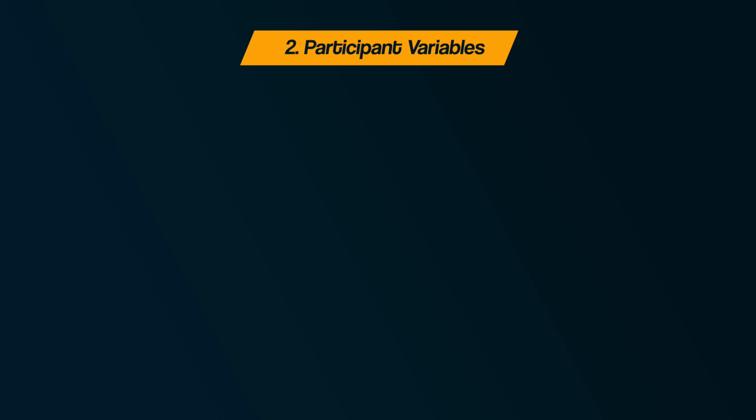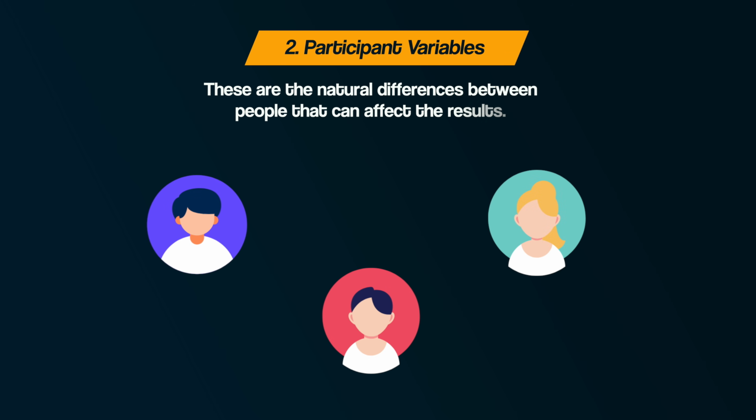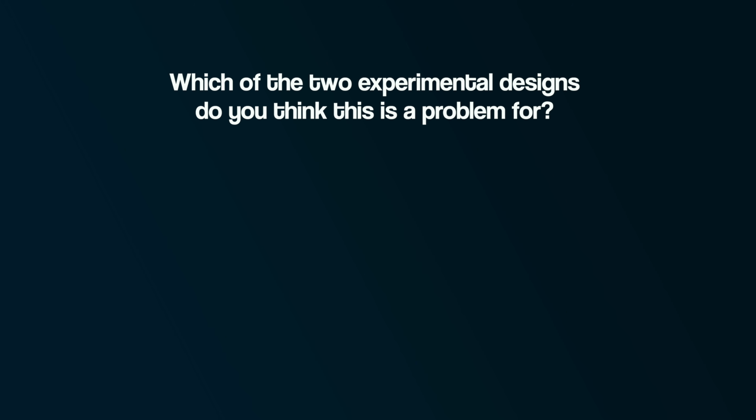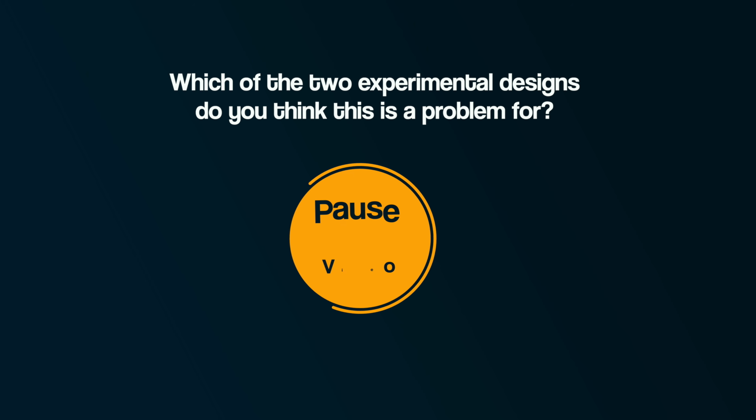Next, participant variables. These are the natural differences between people that can affect the results. Things like memory ability, motivation, stress levels, or even just how much coffee they've had that day. So now have a think, which of the 2 experimental designs do you think this is a problem for?